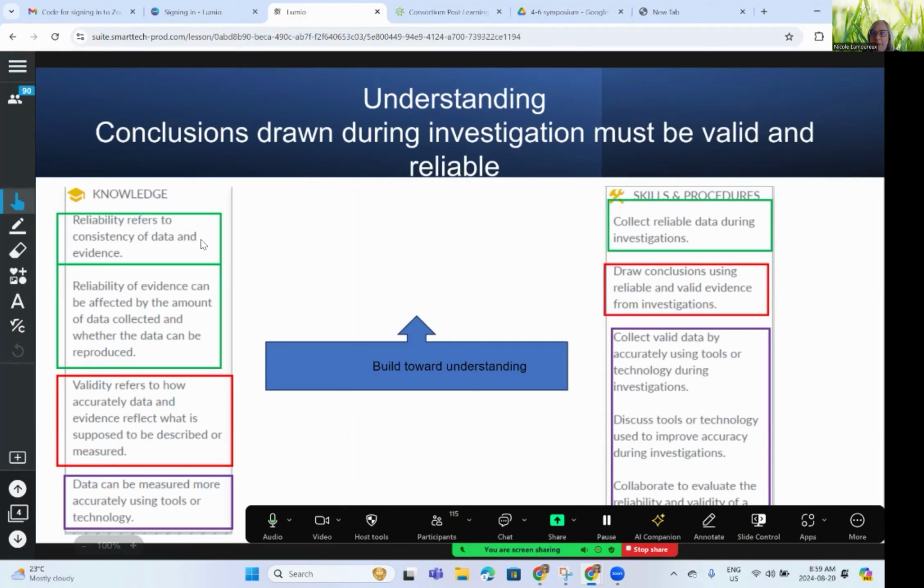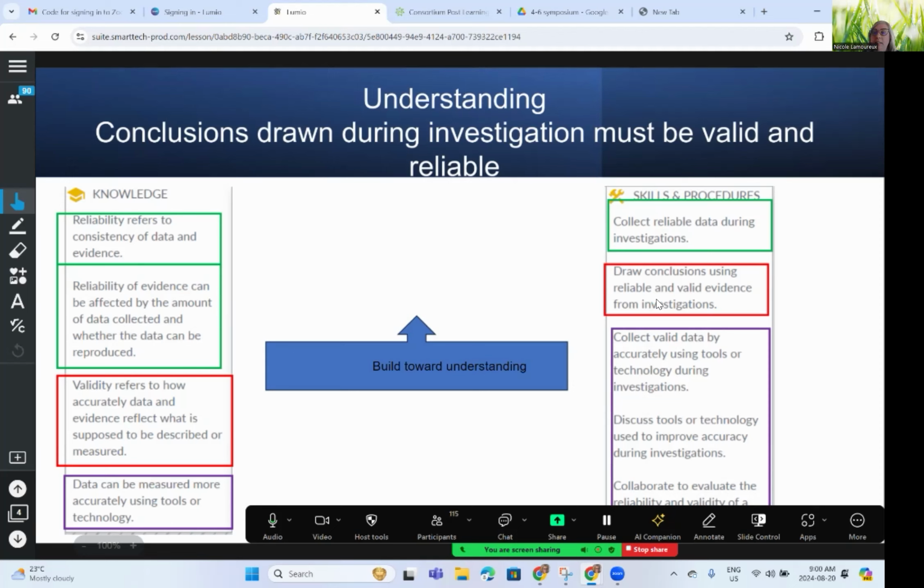In order for them to make sure that they're collecting reliable and valid data, they need to know what that is, right? Reliability refers to the consistency of the data evidence. If we repeat this investigation or other people are doing it, are they getting the same data and evidence? The amount of data collected, just because we get one thing, does that really show this? So you should have a variety.